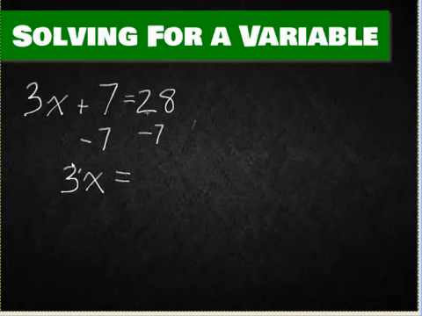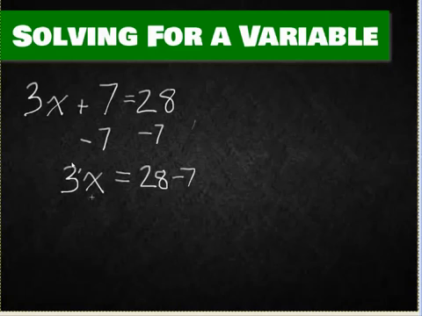Suppose you didn't know how to find an answer to 28 minus 7. What could you do? Well, you could just write it down: 28 minus 7. Let somebody else figure that out. I don't know what it is off the top of my head, maybe, but I know that whatever the answer is, the right-hand side should be 28 take away 7, whatever that answer is.